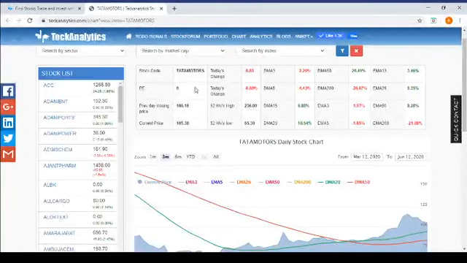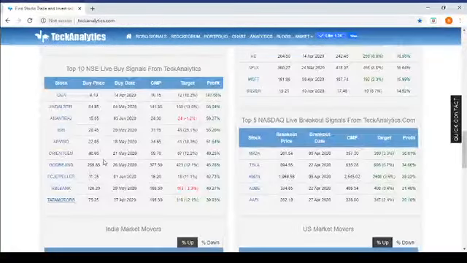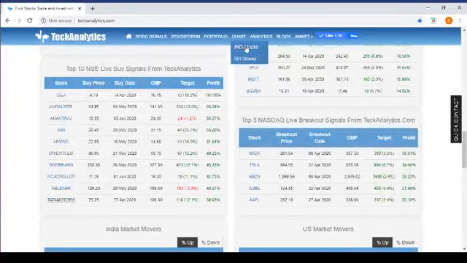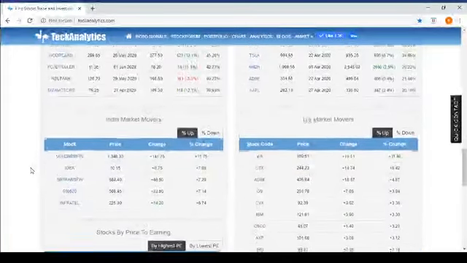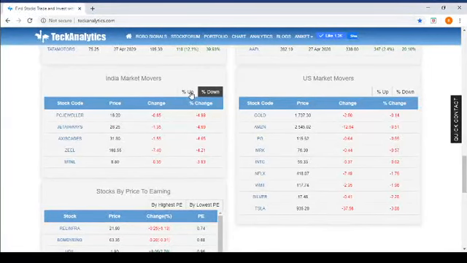PE below 0 means the company is basically in loss. PE is the price to earning ratio, which comes from the EPS. Those are fundamental concepts we'll talk about. You can open the technical chart from the first page itself, or you can go to the Indian stock chart. Okay, this is just a summary.